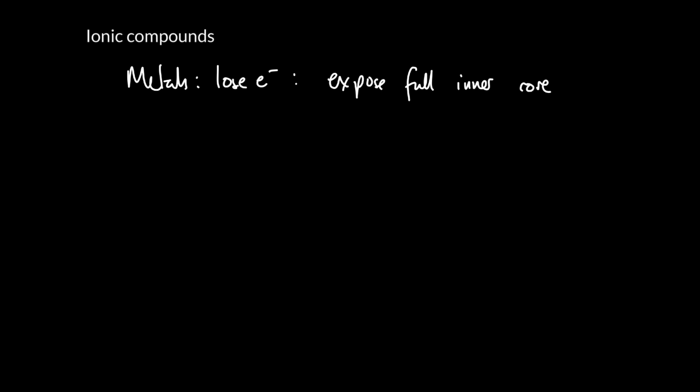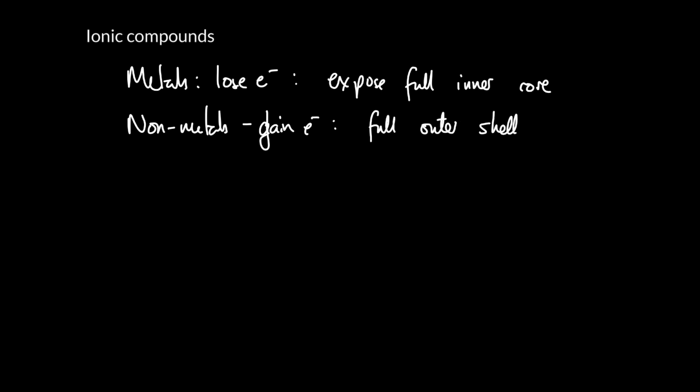So let's quickly discuss ionic compounds. We know that metals are going to lose electrons, and they lose electrons to expose a full inner core. And nonmetals are going to gain electrons, and they're basically going to fill the outer shell. This almost always exposes 8 electrons in the outer shell, which is where we get something called the octet rule from in both of these cases.